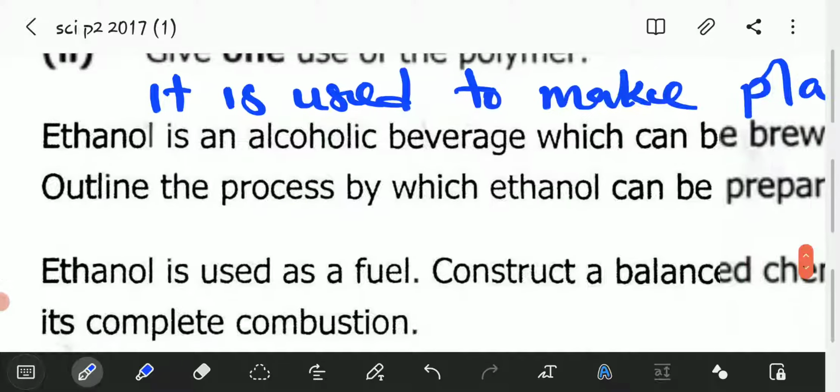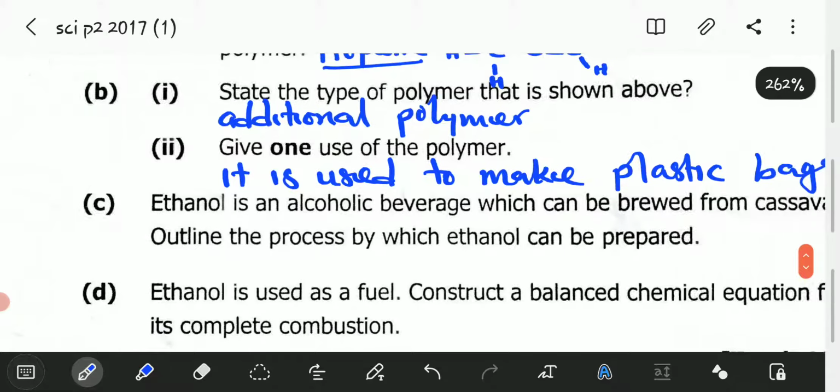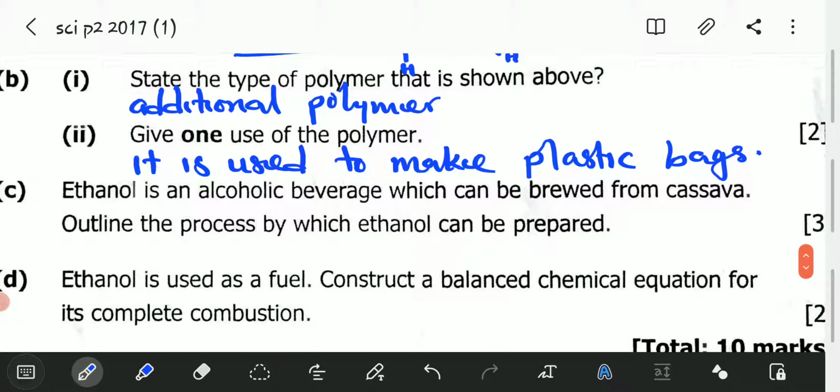Question C1C states that ethanol is an alcoholic beverage which can be brewed from cassava. Outline the process by which ethanol can be prepared.